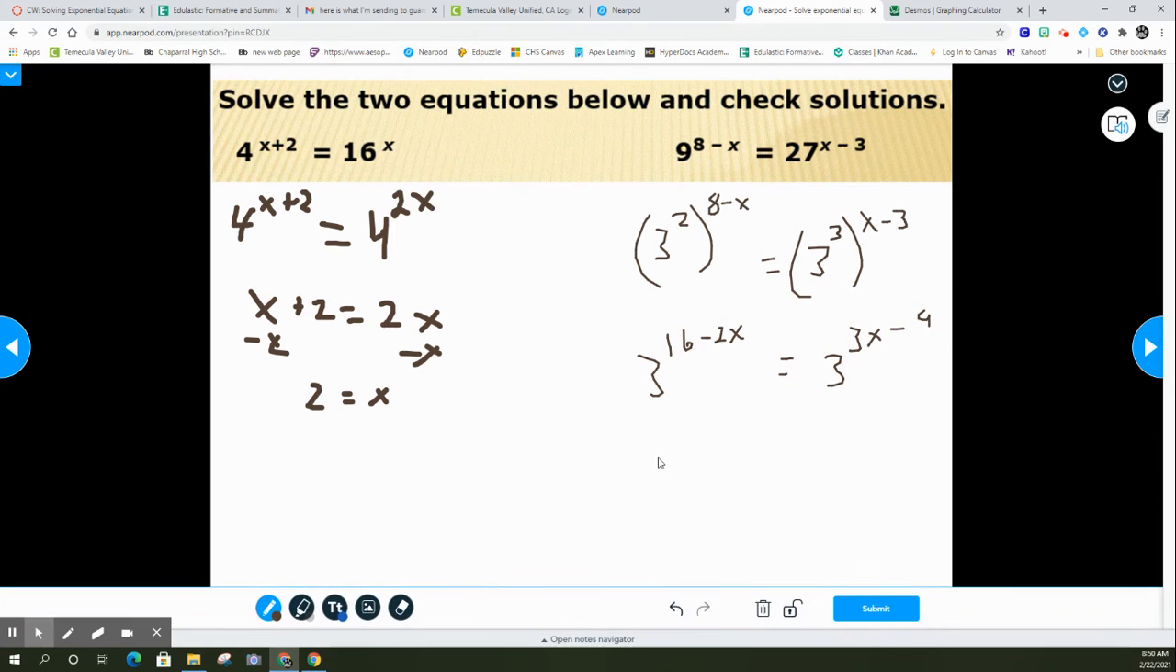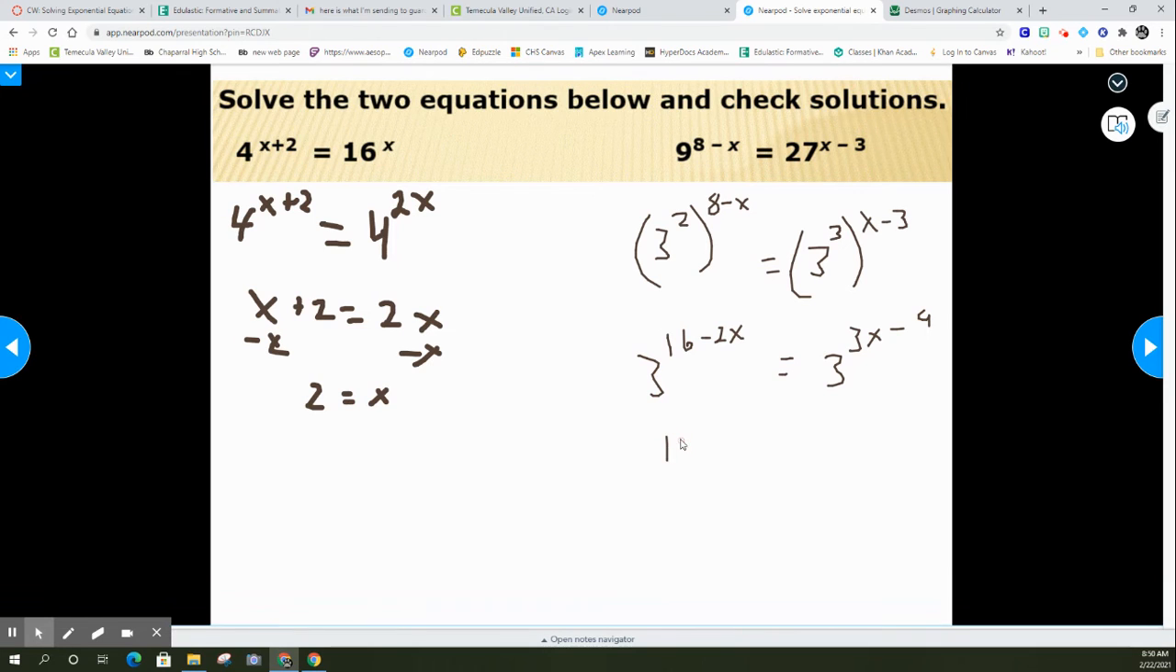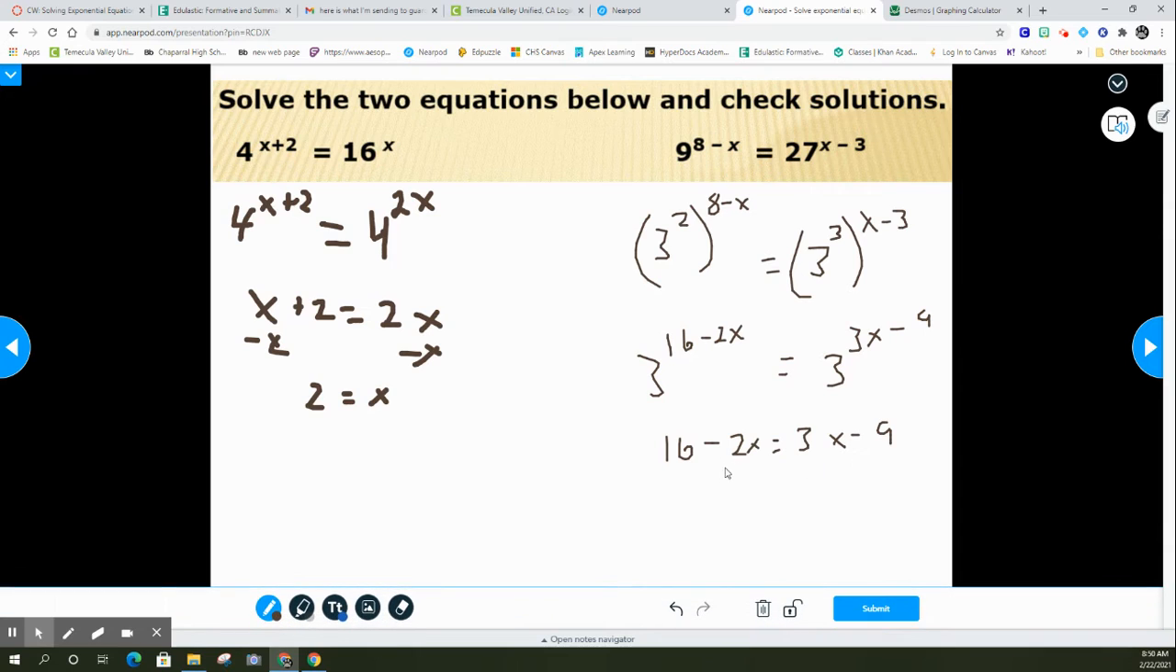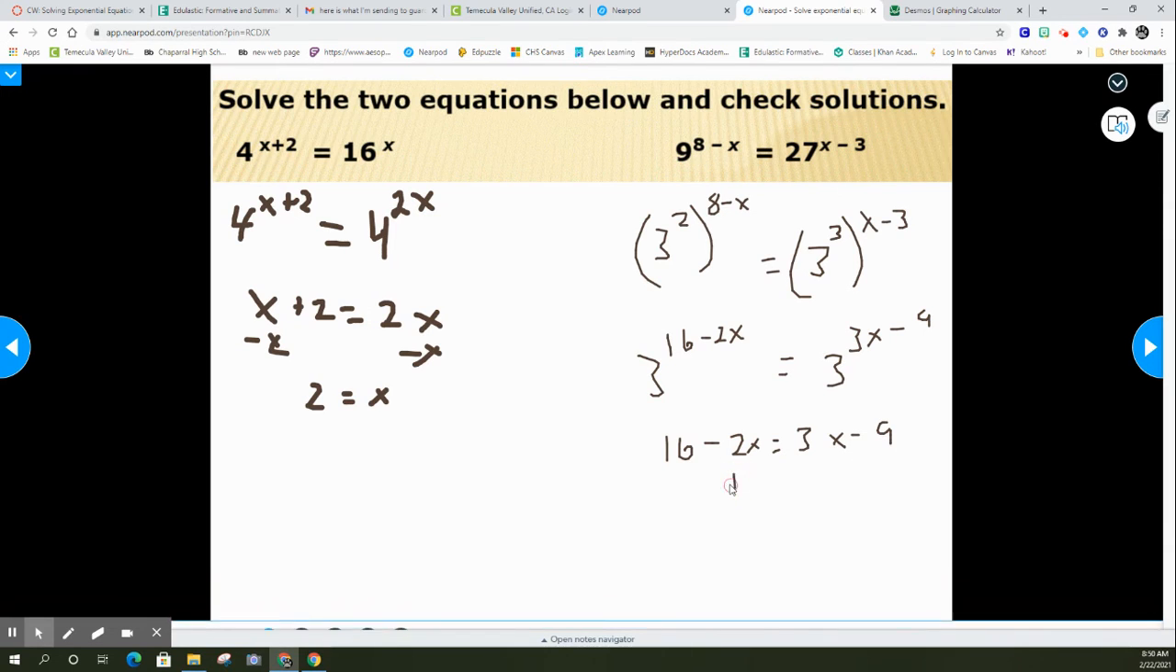So my bases are the same, so my exponents must be equal. So 16 minus 2x equals 3x minus 9. And then add 2x to both sides. Add 9 to both sides. I get 25 equals 5x. So x equals 5.